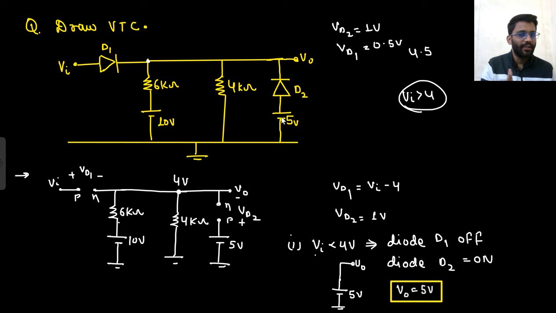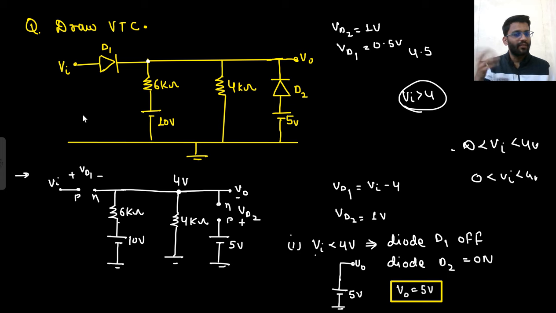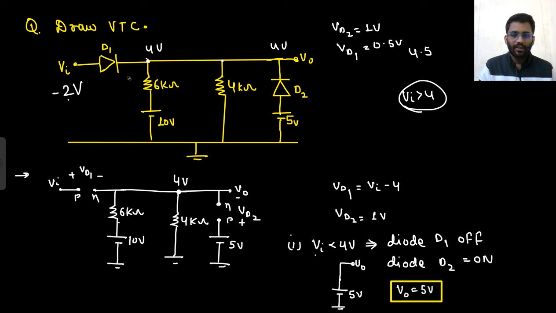And one more thing, when Vin is negative, what will happen? Diode D1 will be off and D2 will be on. Here I am writing Vin is less than 4 volt, that means I am taking the condition minus infinity to 4 volt. It's not that I am taking 0 to 4 volt, but minus infinity to 4 volt. If it is negative, D1 will certainly be off and D2 will be on only, because Vin will not come into action. Say Vin is minus 2 volt. At P side you are having minus 2 and N side you are having 4. That means diode D1 will be off. If D1 is off, here you are having 4 volt, that is constant. Here 5, here 4. That means D2 will be on. So this is from minus infinity to 4, not from 0 to 4, right?